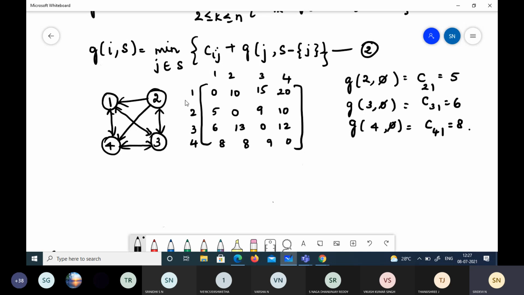So initially, what are we doing? We are starting with a null set. S includes all the vertices which need to be visited from i, excluding 1. It should not include 1 because it should terminate at 1. So G of 2 comma null set: 2 to 1 is 5. G of 3 comma null set: 3 to 1 is 6. G of 4 comma null set is C41, which is equal to 8. We have got that value by looking into this graph. Next step.